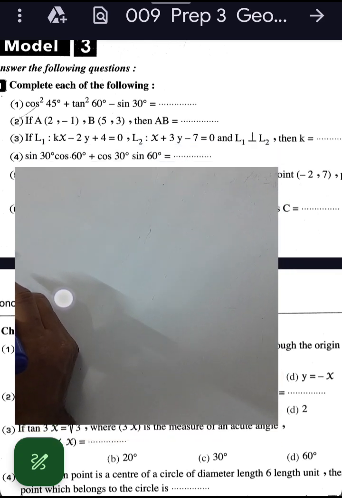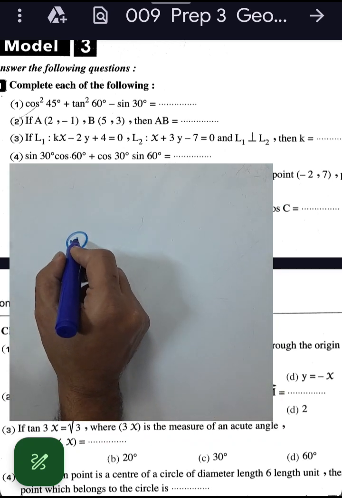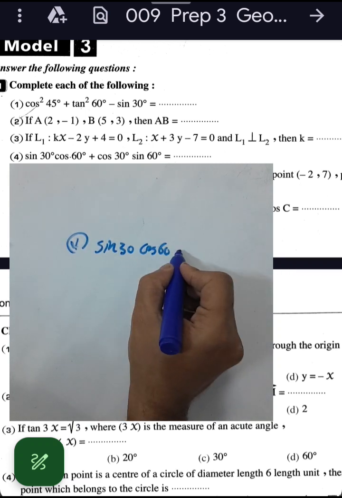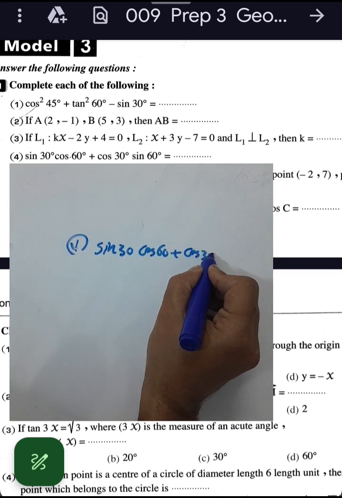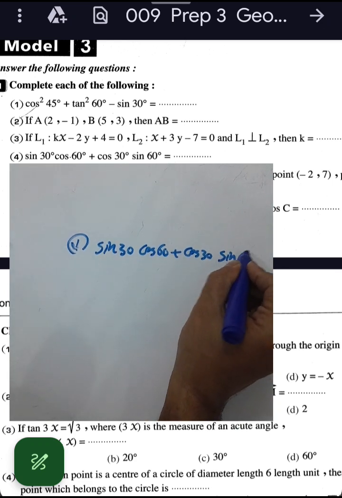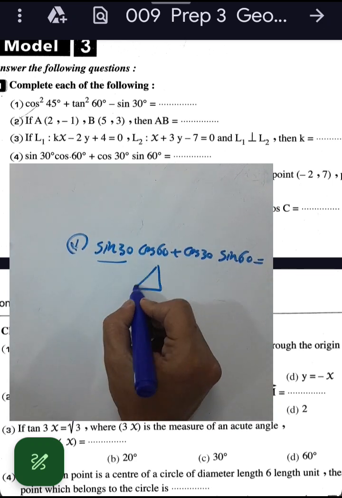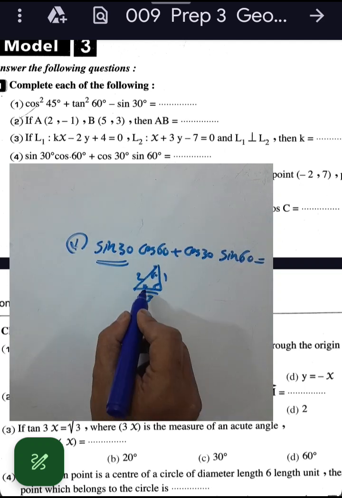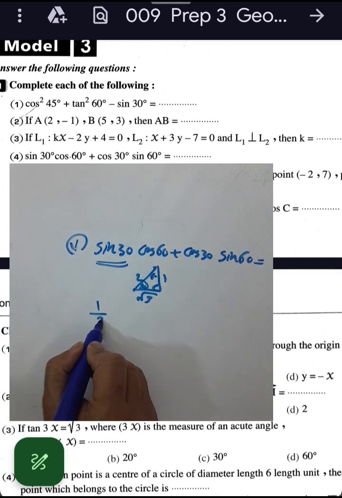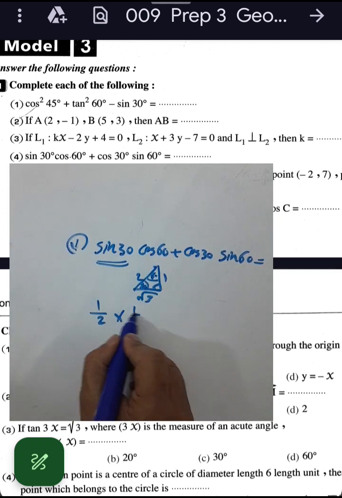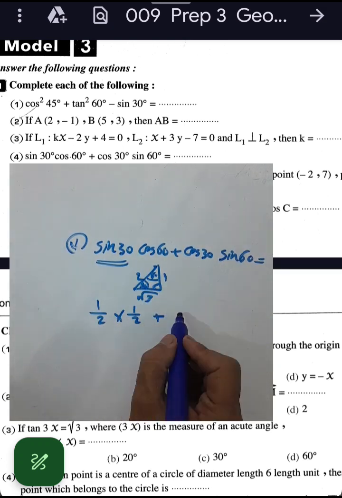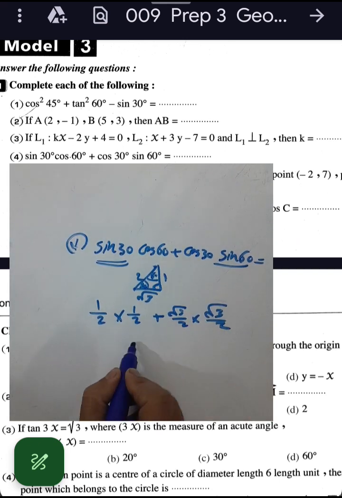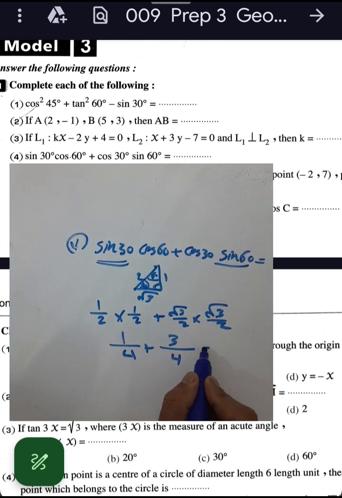Next example. Question number 4. Find sine 30 cosine 60 plus cosine 30 sine 60. We have 30 and 60 with sides 1, 2, and root 3. Sine 30 will be 1 over 2. Cosine 60, 1 over 2. Cosine 30, root 3 over 2. Sine 60, opposite over hypotenuse, root 3 over 2. The result will be 1 over 4, and here 3 over 4. The sum of them will be 1.